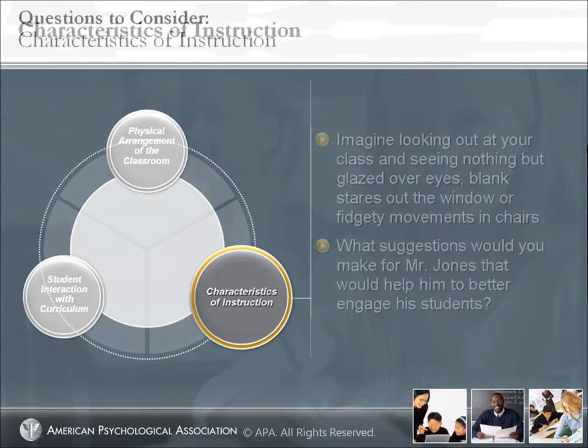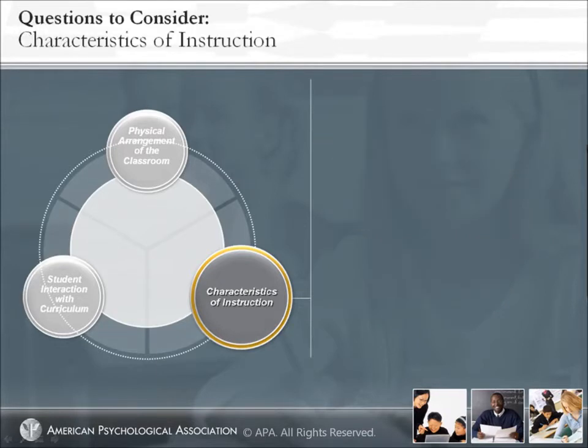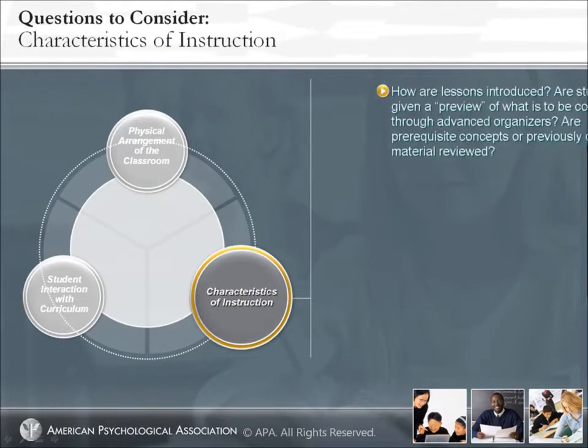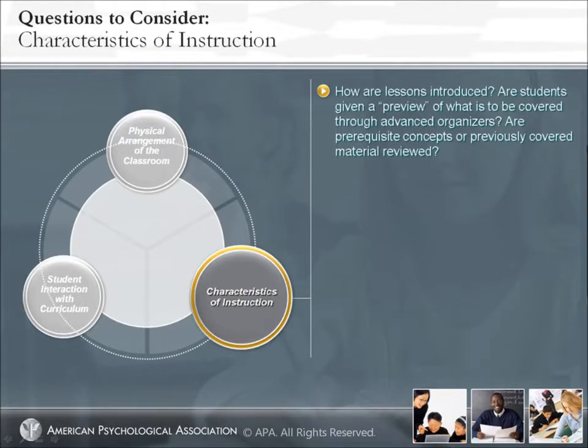Questions to consider concerning the characteristics of instruction that predict better student attention are: how are lessons introduced? Are students given a preview of what is to be covered through advanced organizers? Are prerequisite concepts or previously covered material reviewed? Did the teacher capture and keep student attention with humor and enthusiasm?